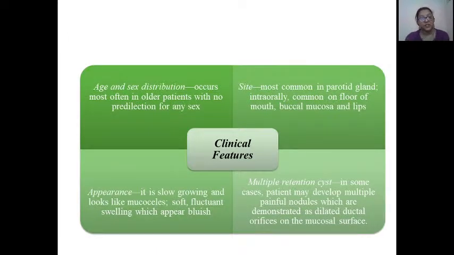The clinical features are: it occurs in older patients with no sex predilection. The site is most commonly the parotid gland; intraorally, it is common on the floor of the mouth, buccal mucosa and lips. Appearance is like a mucocele, soft and fluctuant, which appears bluish. In multiple retention cyst, in some cases the patient may develop multiple painful nodules, which are demonstrated as dilated ductal orifices on the mucosal surfaces.